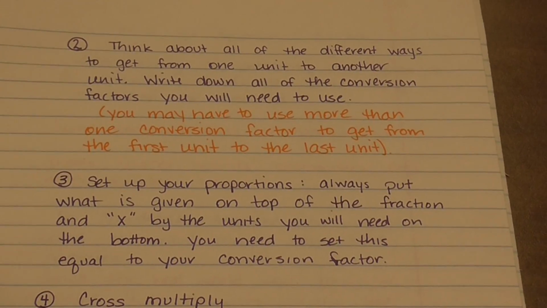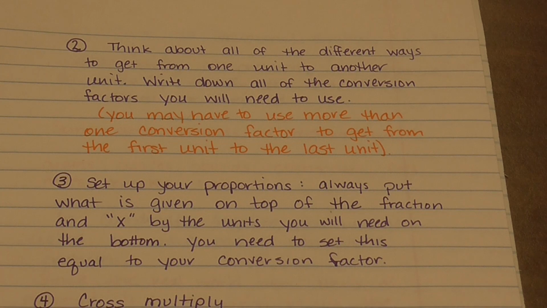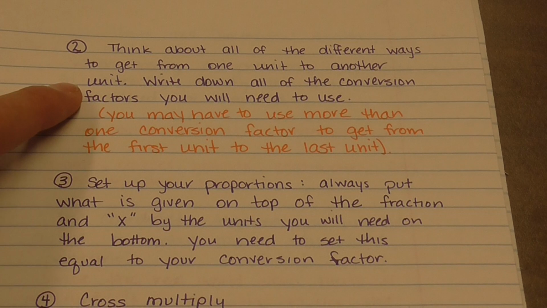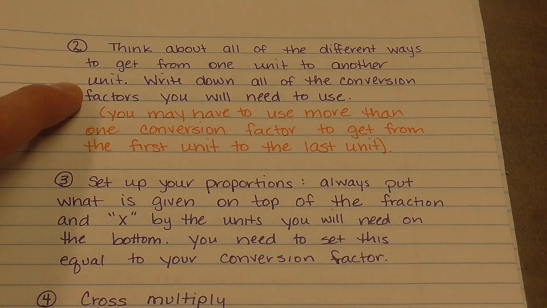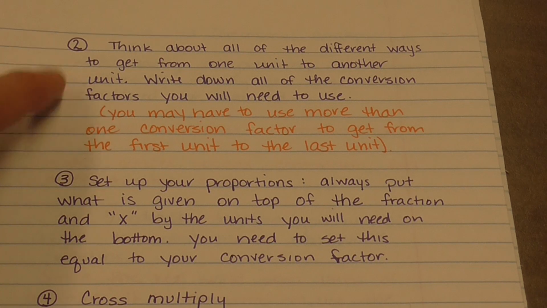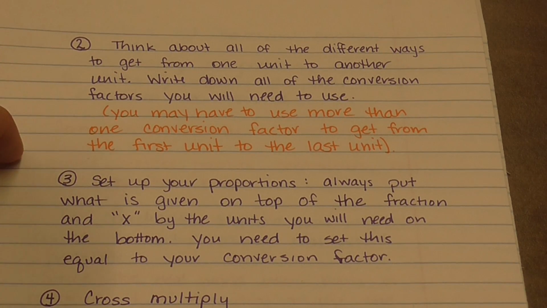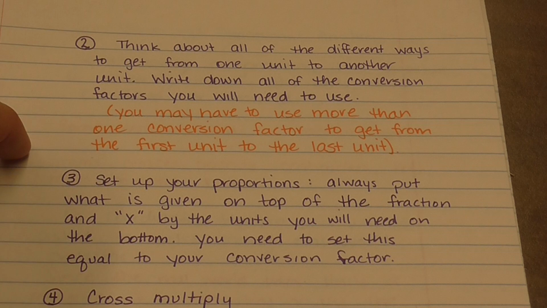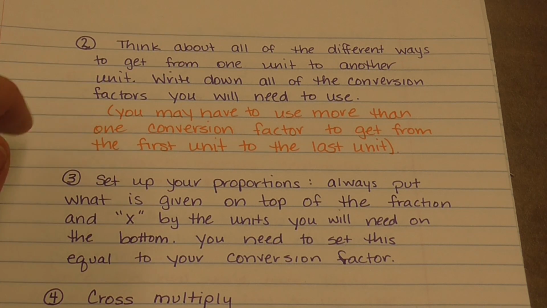The next thing you've got to do is think about all the different ways to get from one unit to another. It may not be just one direct conversion. You may have to convert, and then convert again, and then convert even a third time. Okay, so you're going to write down all the conversion factors that you're going to need to use. So if I was going from cups to gallons, I might do 2 cups in 1 pint, 2 pints in 1 quart, 4 quarts in 1 gallon. That's 3 different conversion factors that I might need to use.